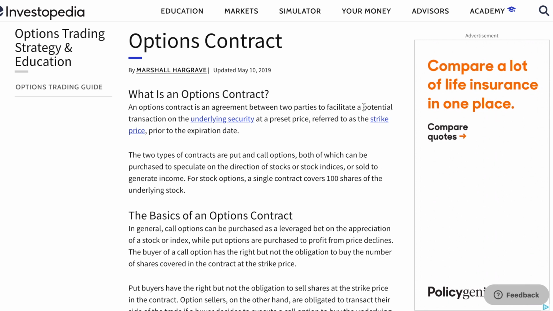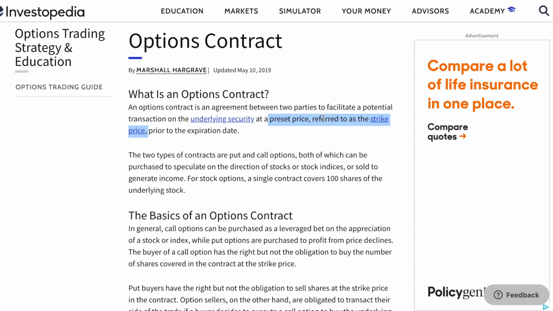A potential transaction, meaning that it doesn't have to happen. You have the right but not the obligation to do something on an underlying security. So an options contract derives its value from an underlying security. That's why they're called derivatives contracts or derivatives products. At a preset price, which is referred to as the strike price in the option.